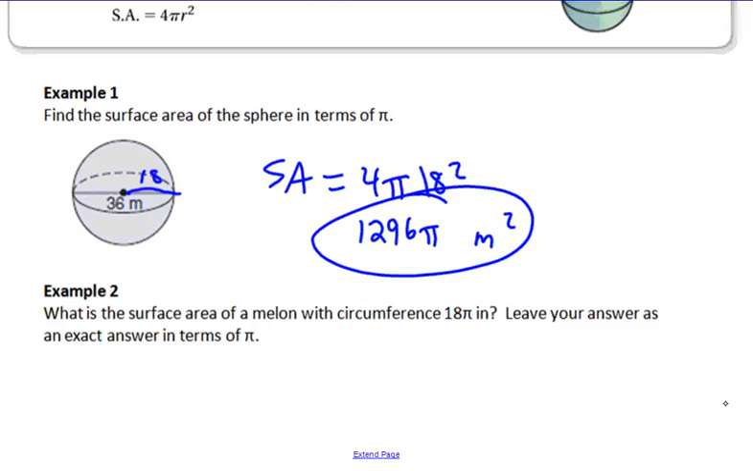So do this one on your own. It says, what is the surface area of a melon, we're assuming it's a sphere, with a circumference of 18 pi inches? Leave your answer in exact terms of pi.